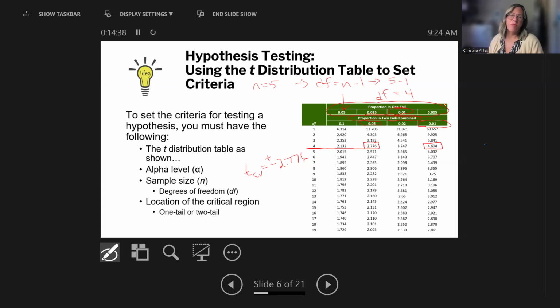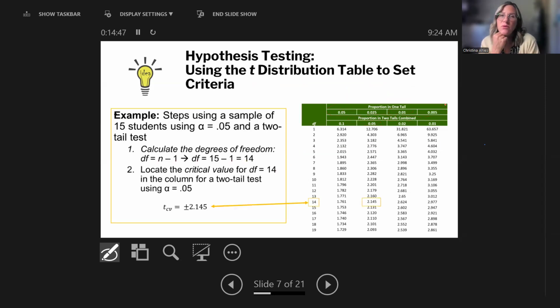So probably the hardest thing is getting used to the tables. Just keep practicing that, and you'll have opportunities to practice that. So here's another example. Say we have a sample of 15 students. Okay, so 15 is our sample size. We're going to use 0.05 two tail.